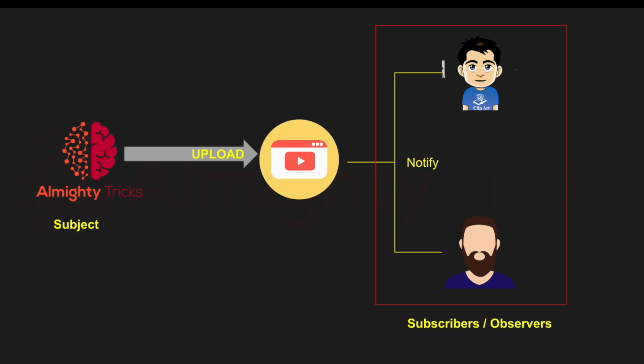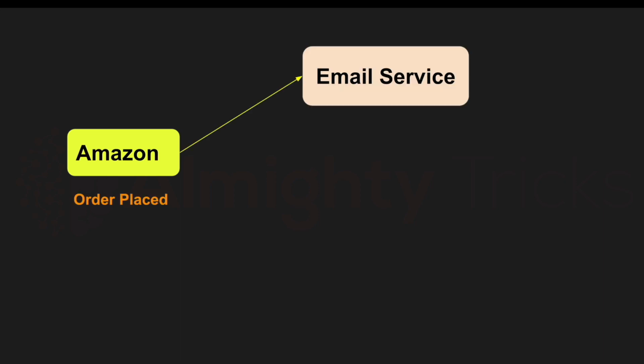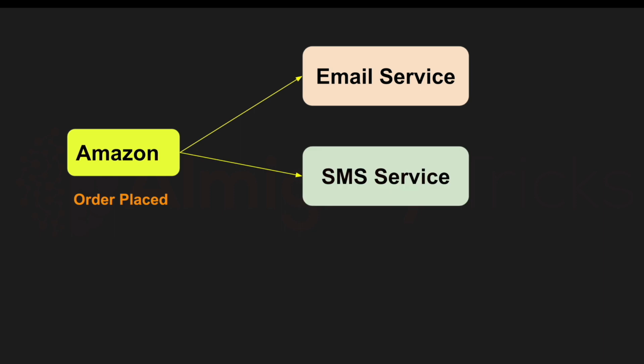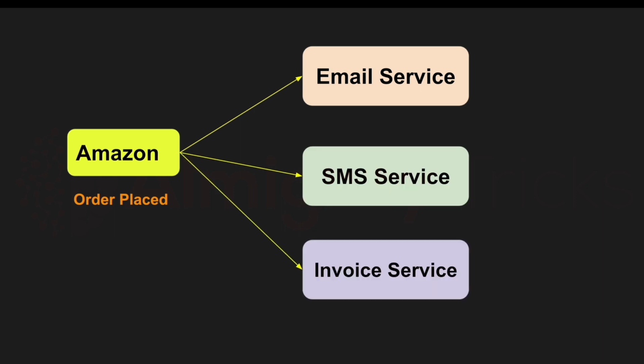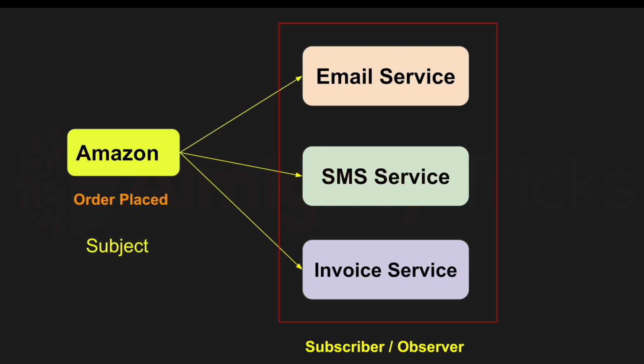Let's see another example on an e-commerce website, say Amazon. When we purchase or place an order in Amazon, internally it calls the email service, then the SMS service, then the invoice service, right? Here these services are called observers or subscribers and Amazon is called the subject. Let's understand this example in detail and we'll do a practical with this use case.